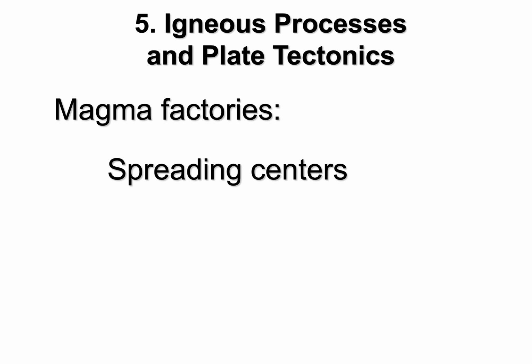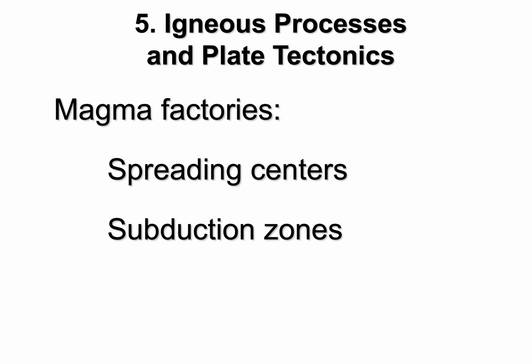So the Middle Ocean Ridge system is a spreading center. You know this by now. Then we have another magma factory, a large magma factory at the subduction zones. And we have the mantle plumes.